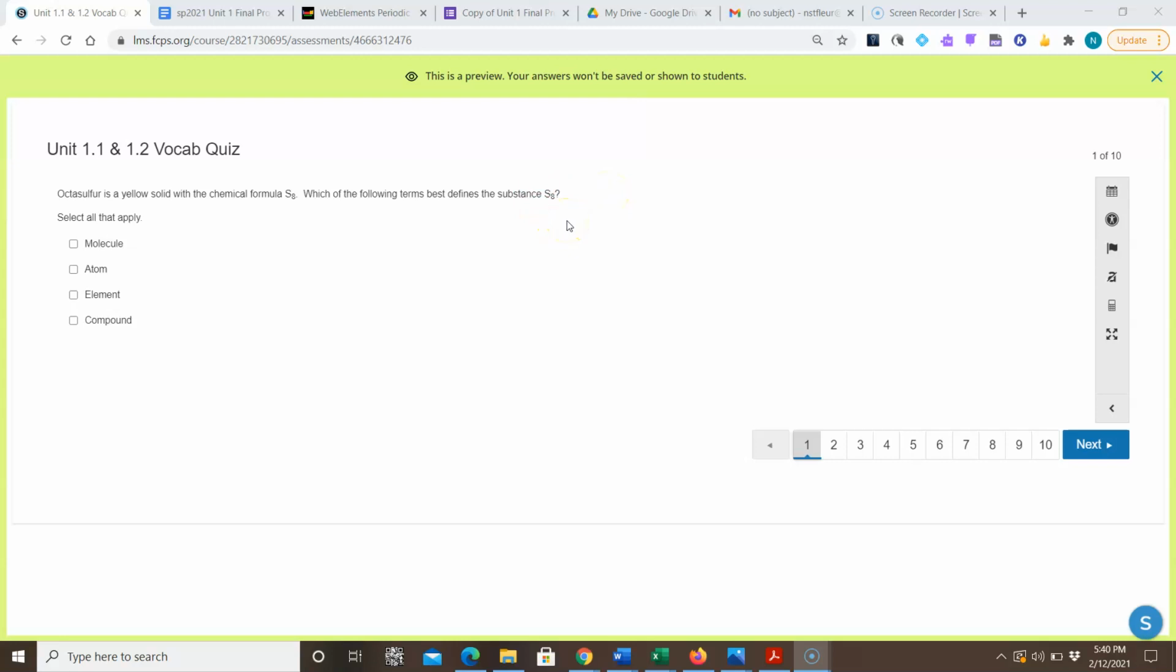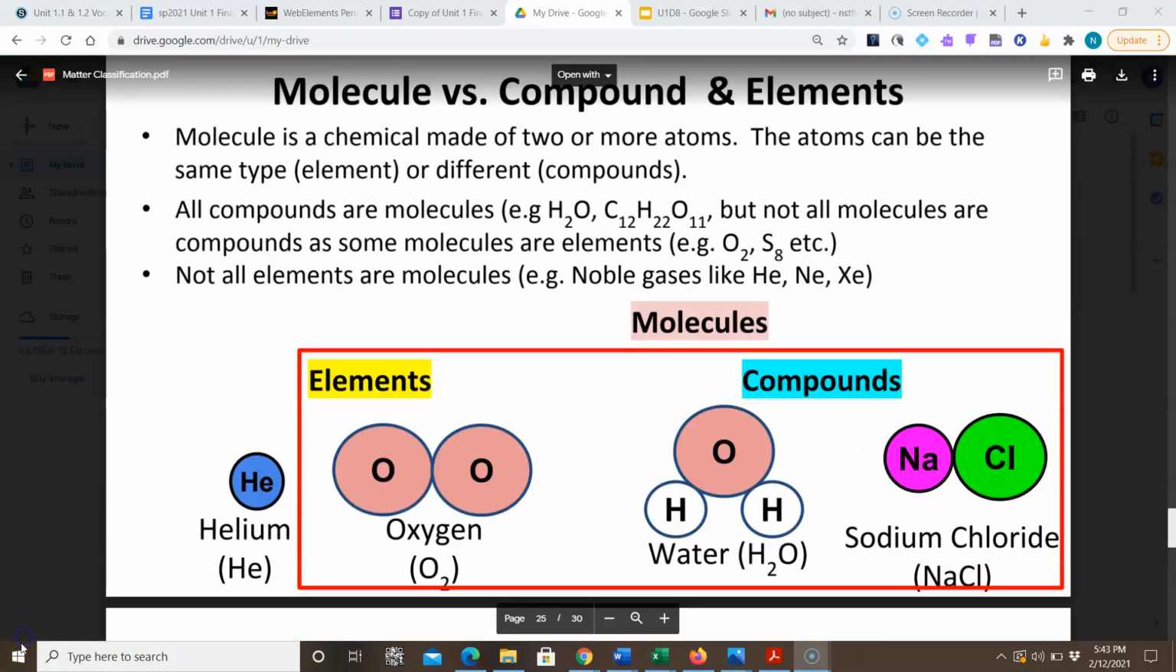So let's break down how we classify matter. When we talk about classifying matter, remember all matter is made of atoms, and the atoms, if they connect or bind together with chemical bonds, they form molecules. So a molecule is anything that is made up of 2 or more atoms.